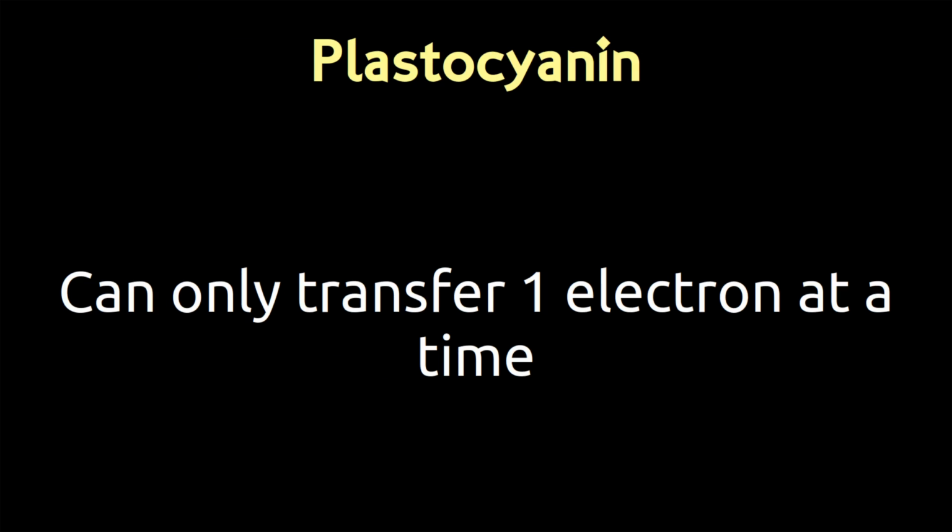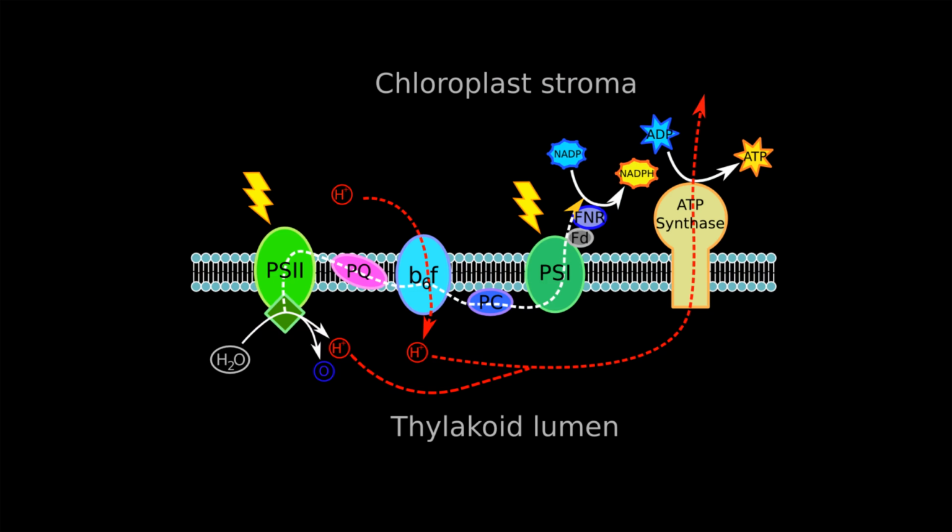Plastocyanin, like cytochrome b6f, can only transfer one electron at a time. So it's picking up one electron and passing that on to the next component along the electron transport chain here. So that's what we have here. Here's plastocyanin. It takes it from cytochrome b6f and passes one electron at a time to photosystem 1.